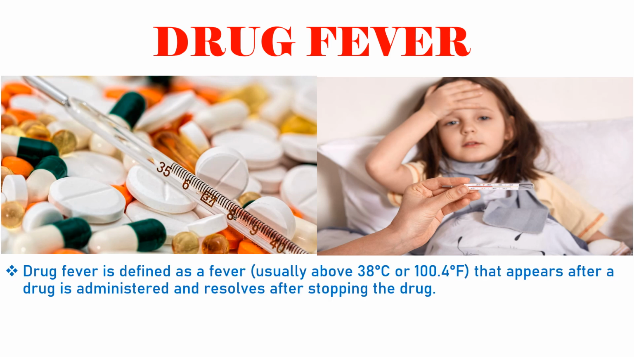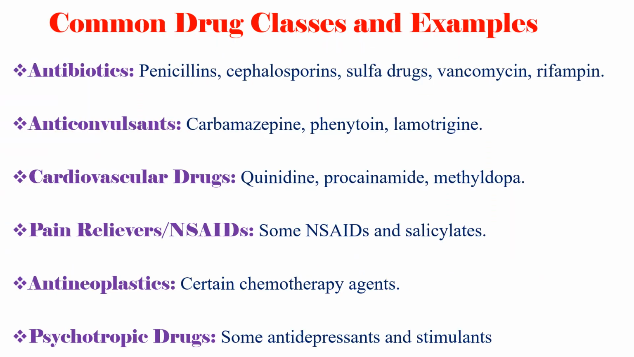Drug fever. Drug fever is defined as a fever, usually above 38 degrees Celsius, that appears after a drug is administered and resolves within 2 to 3 days of stopping the drug, assuming no other cause for the fever is found. So, drug fever is a diagnosis of exclusion. Let us see classes of common drugs and their examples that cause drug fever.